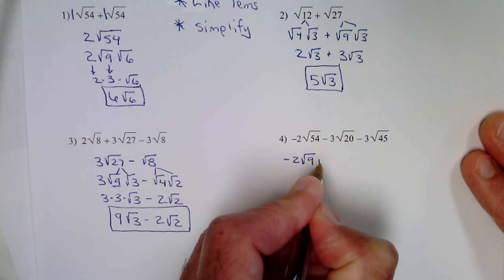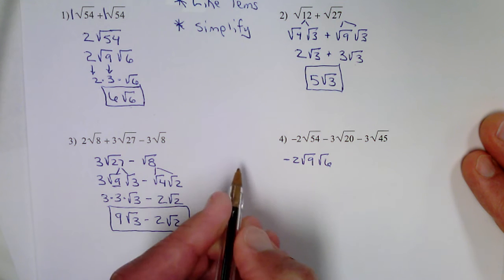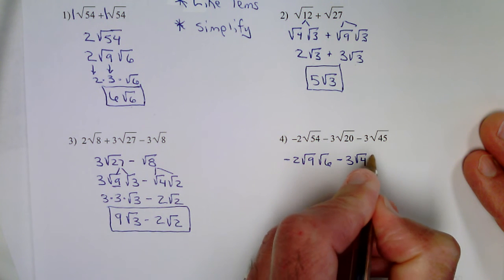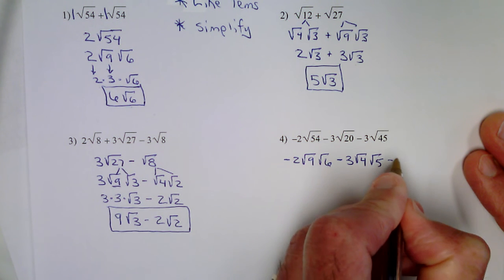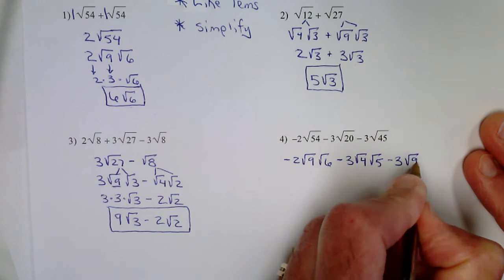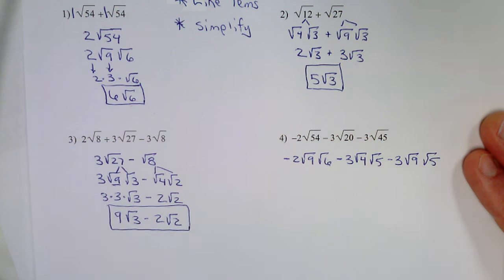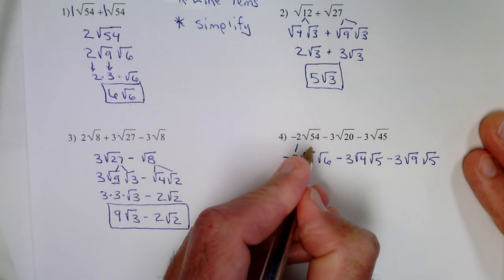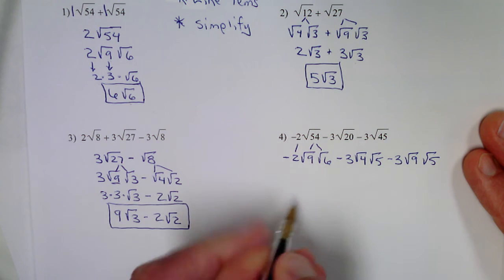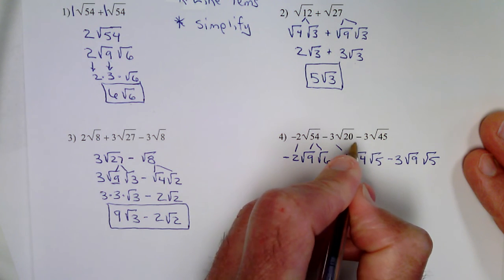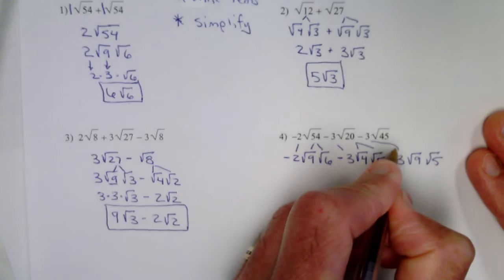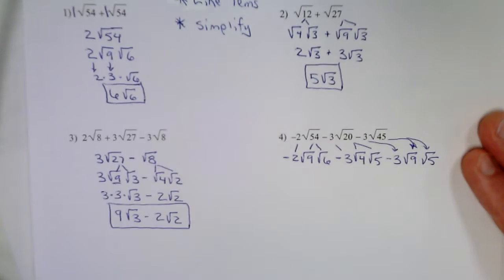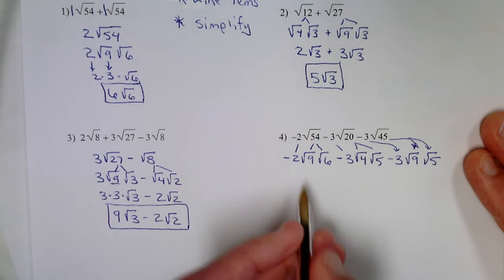break down 54 into square root of 9 square root of 6, minus 3 square root of 4 square root of 5, minus 3 square root of 9 square root of 5. Okay? Notice that I bring the negative 2 down and I break this 54 apart. I bring the negative 3 down, I break the 20 apart. I bring the 3 down and I break the 45 apart.